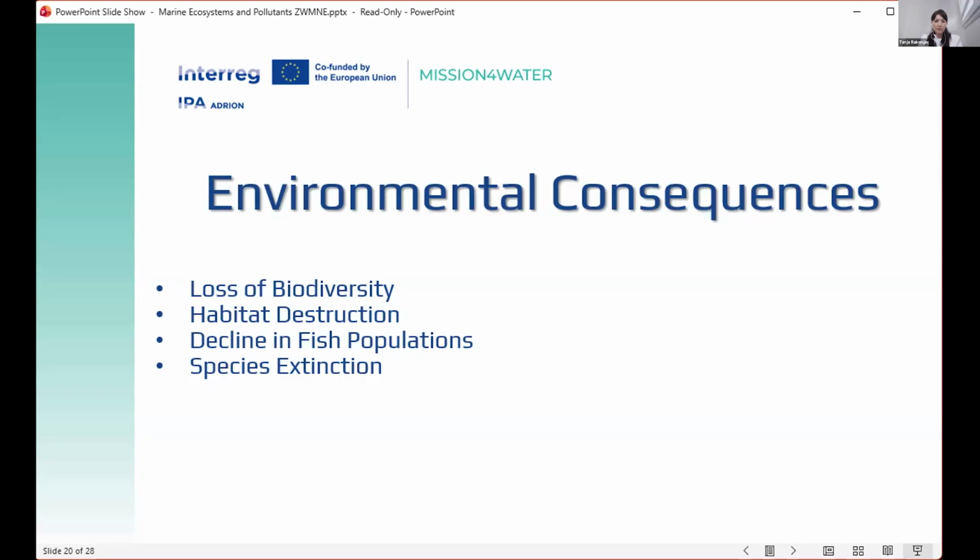Decline in fish populations: any changes in water quality, pollution, or habitat loss affect fish production. A reduced number of fish disturbs the food chain and negatively impacts fisheries and the economy in many countries. Species extinction may occur when organisms are unable to adapt to changes in their environment. The loss of a species often affects the survival of other interconnected species. Next slide, please.